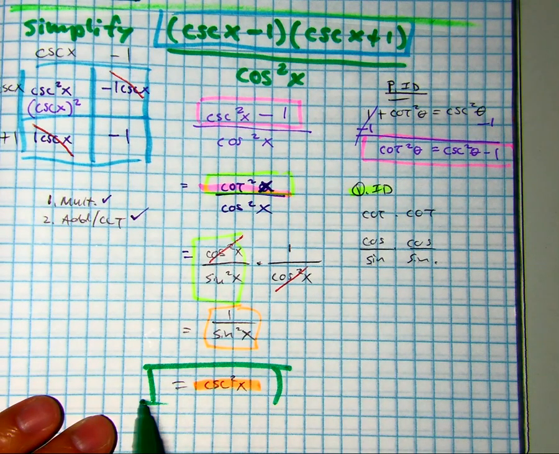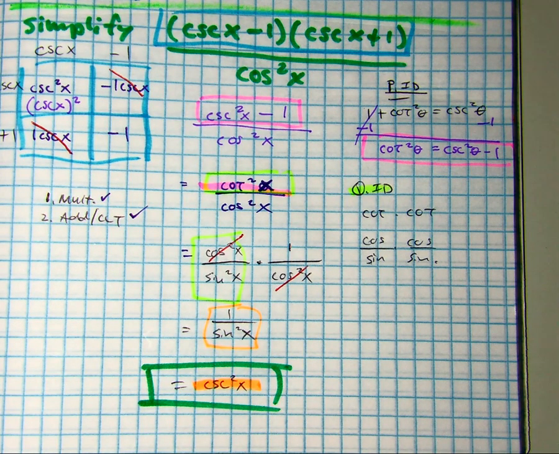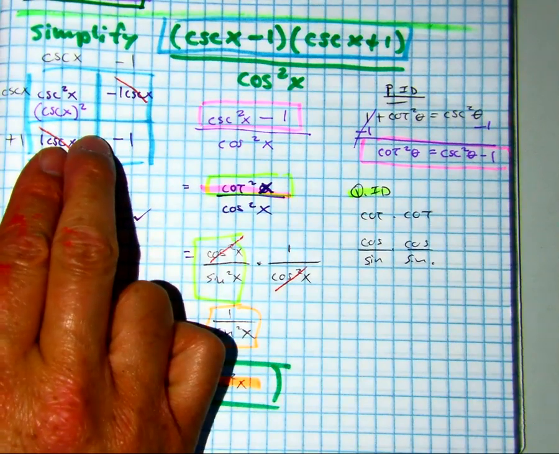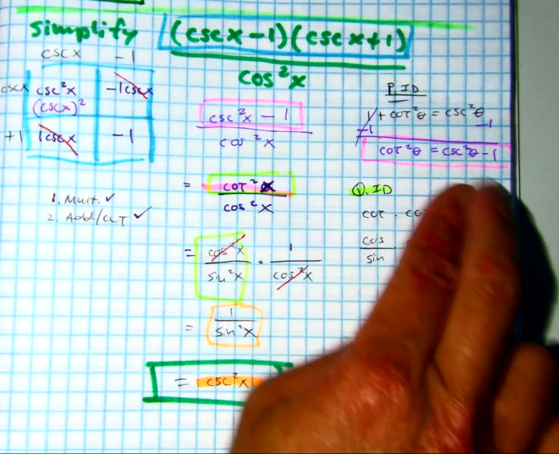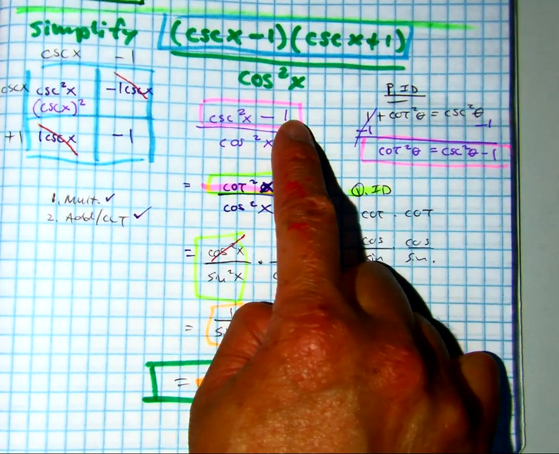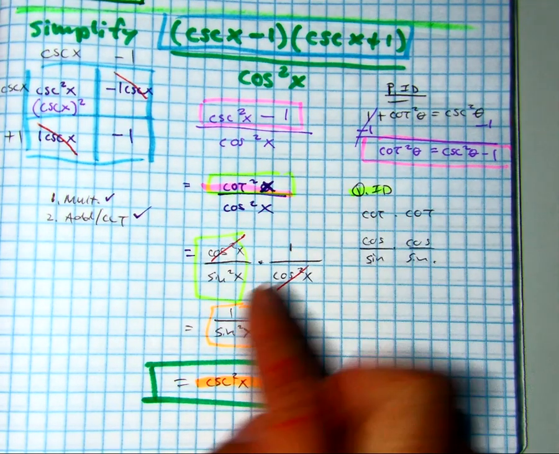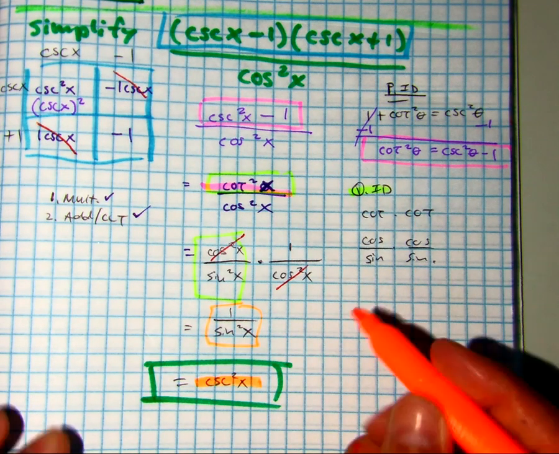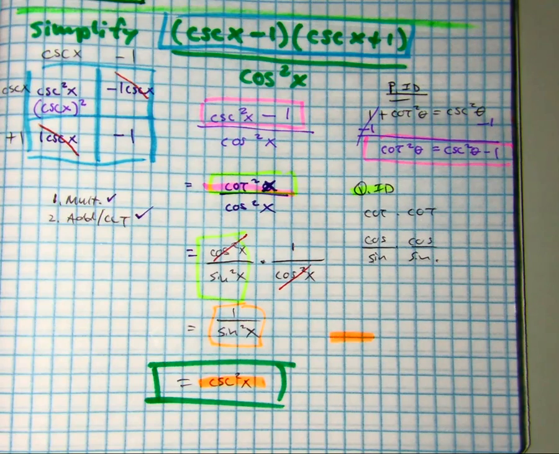Let's review what we had to do in this problem. I had to multiply the numerators. Then I used a form of the Pythagorean identity. I changed cotangent using the quotient identity. I simplified, and then in the end here, in orange, I used what? The reciprocal identity.